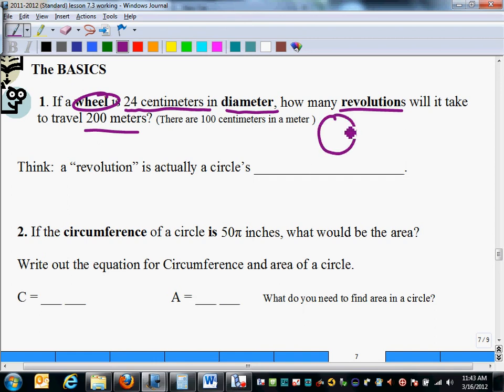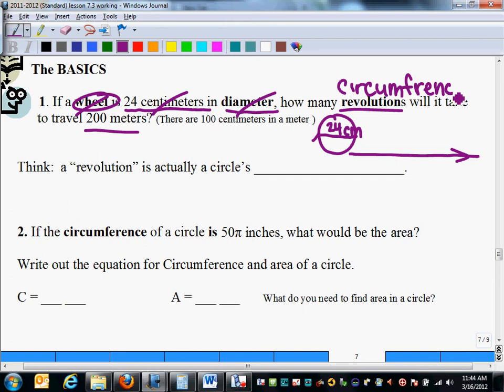So step number 1, I'd like you to draw yourself a wheel over here in the margin. And what are we told about that wheel? Diameter is what? 24 centimeters. Great. Then cross out wheel, cross out 24, cross out diameter. It's asking how many revolutions. Guys, look here. As this wheel revolves, watch closely, Priscilla, this question's for you. As I revolve this wheel, I'm actually rolling along the circle's what? Bingo! So above revolutions, write circumference. That's really important you catch that. When we talk about a wheel turning, you're rolling along the circumference.